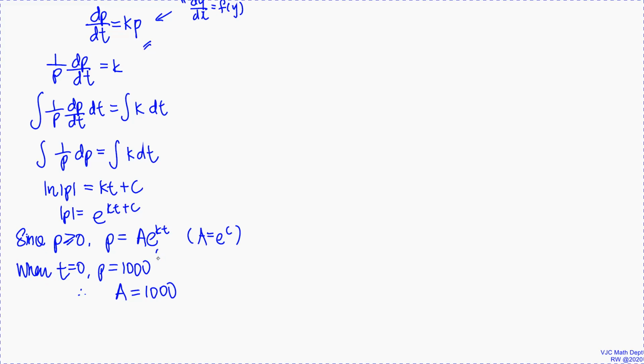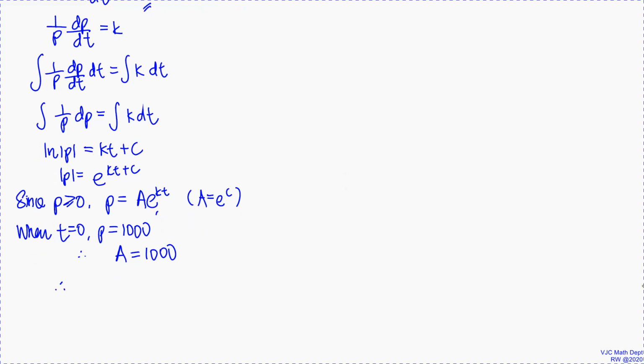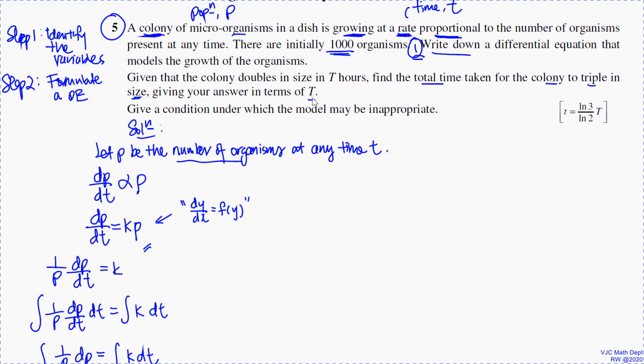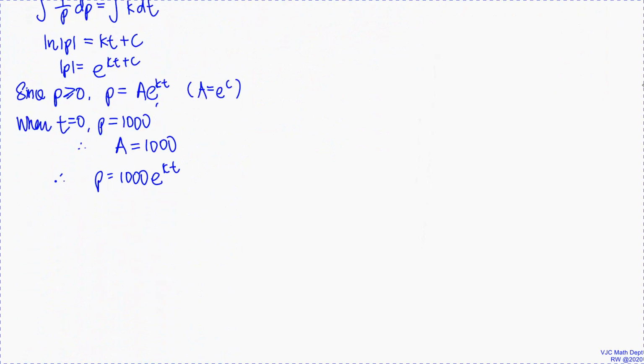Therefore, P is actually 1,000 e^(kt). Next, let's take a look at the question. The colony doubles in size in T hours. Double in size in T hours, which means that when t equals big T, the population is 2,000.